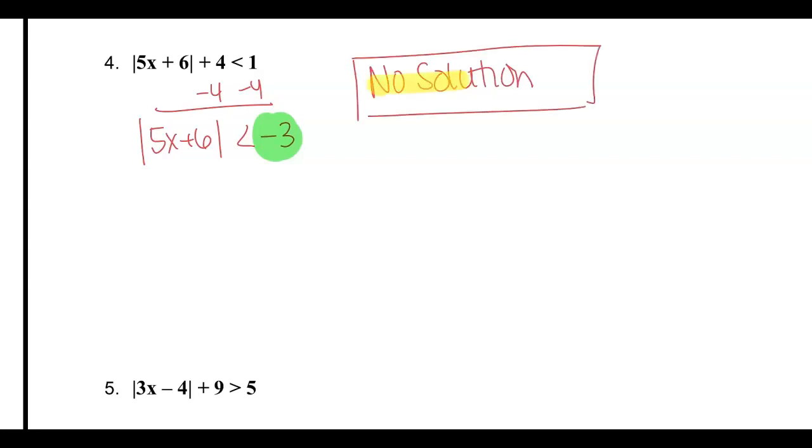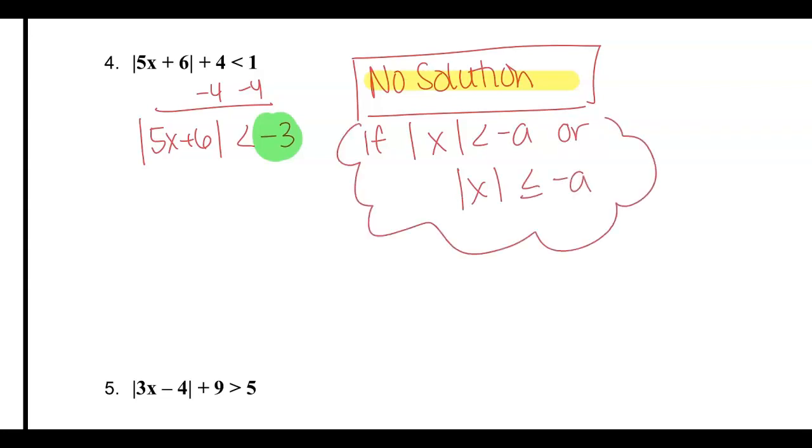I'm going to highlight this in yellow really quick. The reason why it's a no solution is if you have the absolute value of x being greater than some negative number, or if you have absolute value of x being greater than or equal to some negative number, it's always going to give you a no solution every single time. So if you have absolute value of negative x is less than some negative number, or if you have the absolute value of some variable x is less than or equal to some negative number, it's just going to be a no solution.